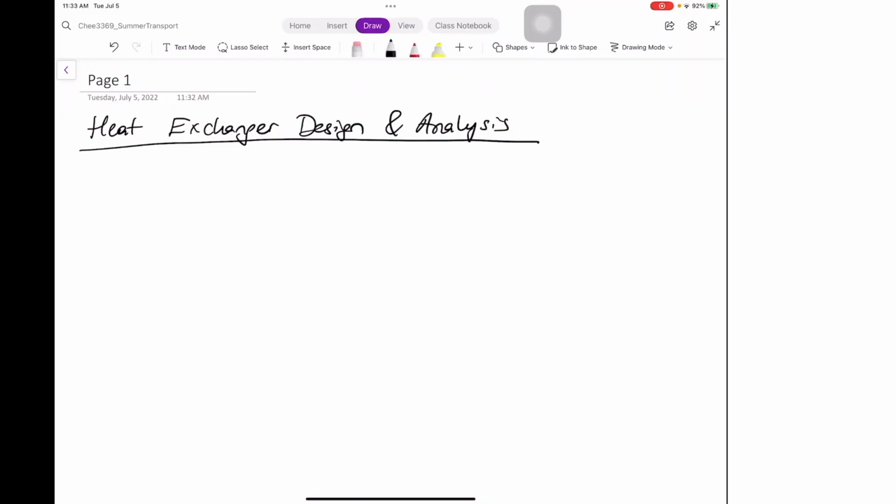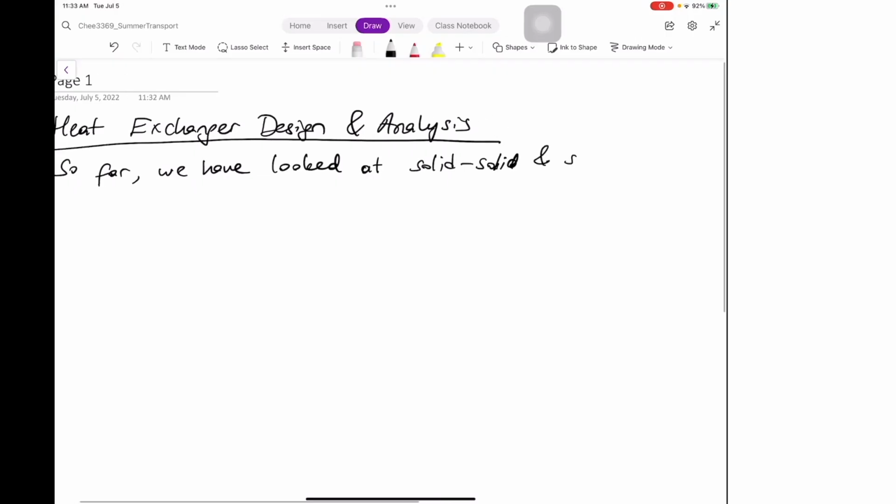And let me write down a paragraph. So far, we have looked at solid-solid, and solid-fluid heat transfer.